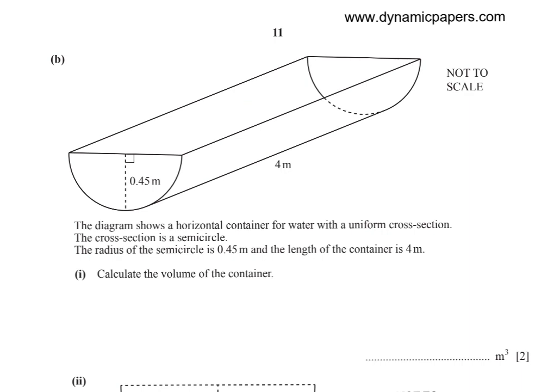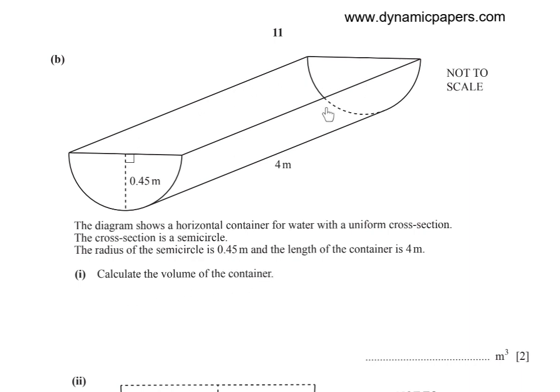Now part B. The diagram shows a horizontal container for water with a uniform cross section. The cross section is a semicircle. The radius of the semicircle is 0.45 meter and the length of the container is 4 meters. Calculate the volume of the container.